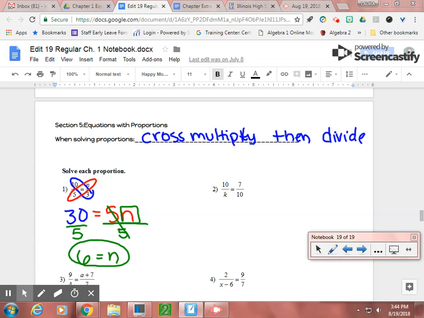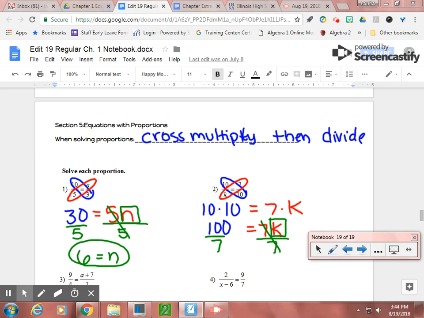Okay, so our next one, we're doing the same thing. Cross multiplying here, so I'll write this out so you can see it. We're doing 10 times 10, which is 100. Cross multiplying this direction, and we get 7 times k, which is 7k. Now we're simply trying to get our k value by itself. So divide by 7.